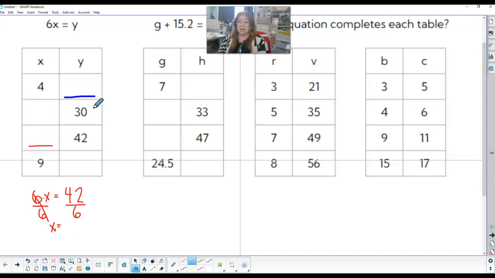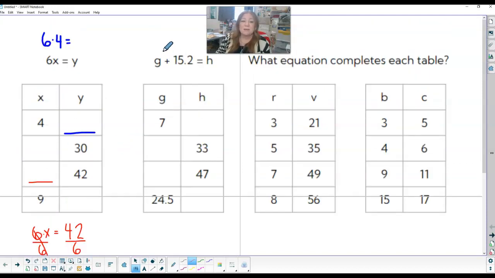And I'm going to have you try 30 on your own. So 6 times what equals 30? And that will be that x right there. So you're just plugging in the values to solve for the table.